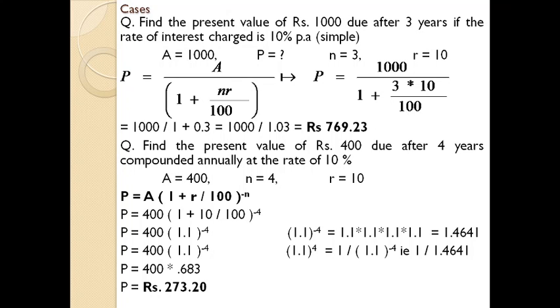So the present value of rupees 400 after 4 years will be 273.20. Here the interest rate is 10%, and in the previous question it is also 10%. It is the present value factor, otherwise known as the discount factor. Discount factor is the factor that has to be considered while finding the value of money in a future period.